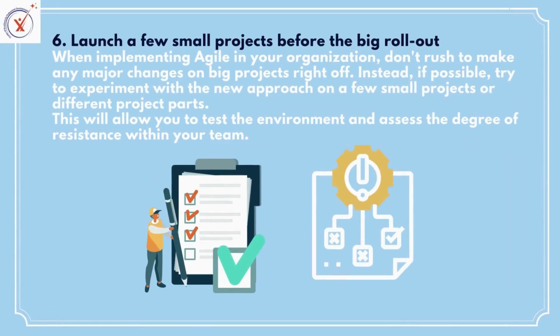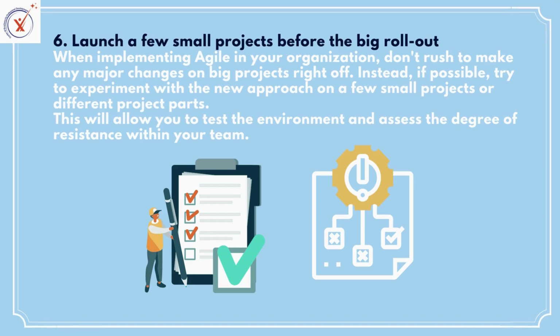Sixth, launch a few small projects before the big rollout. When implementing Agile in your organization, don't rush to make any major changes on big projects right off. Instead, if possible, try to experiment with the new approach on a few small projects or different project parts. This will allow you to test the environment and assess the degree of resistance within your team.